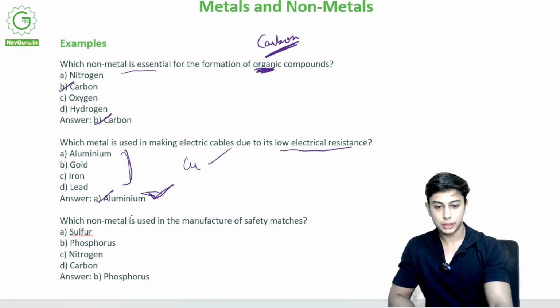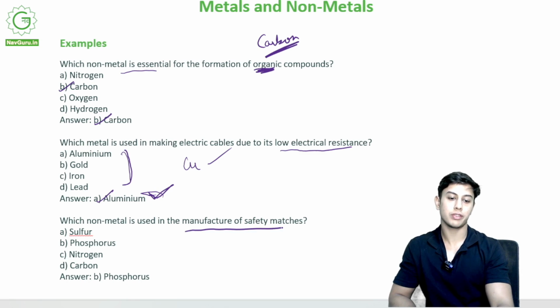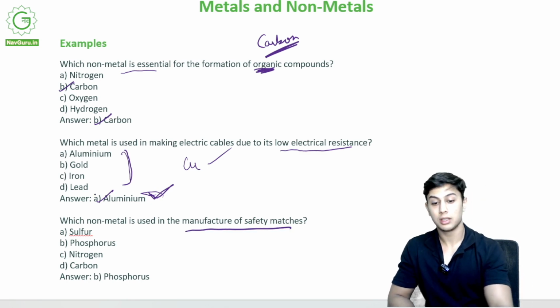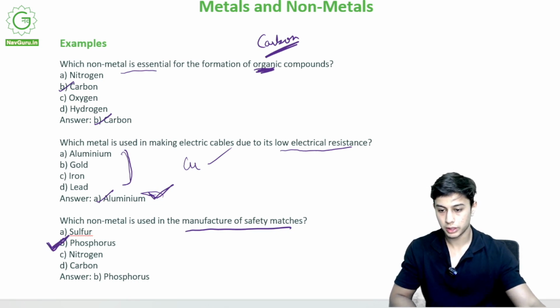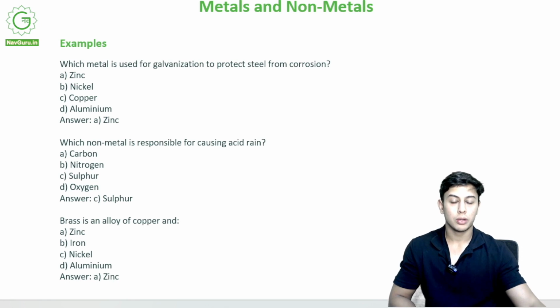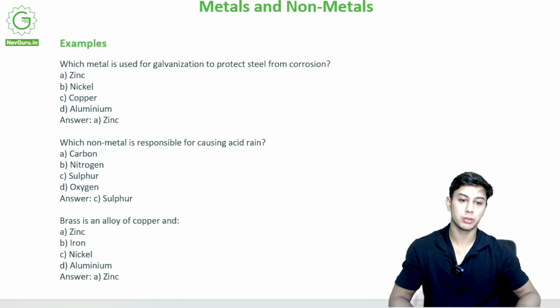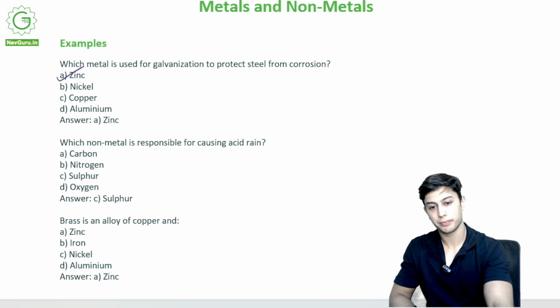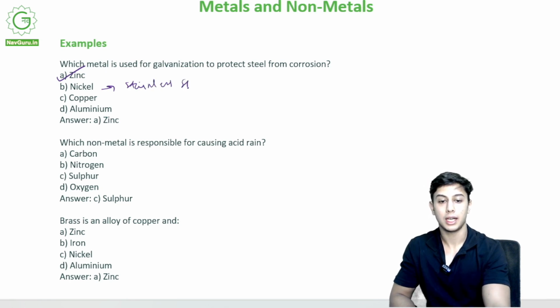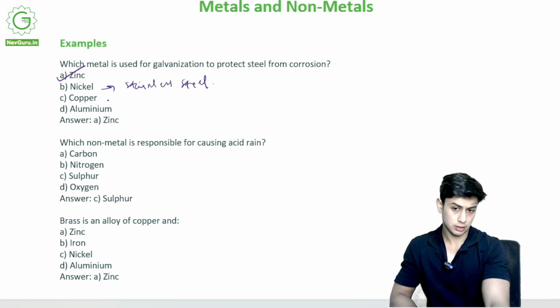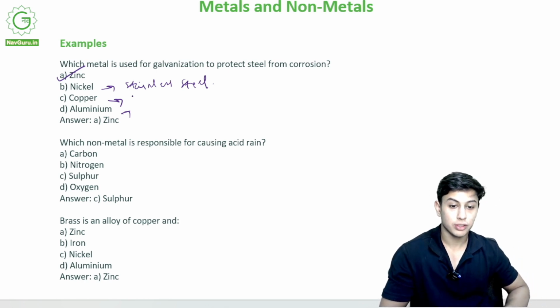Which non-metal is used in the manufacture of safety matches? Phosphorus. Now, which metal is used for galvanization to protect steel from corrosion? It is zinc. Nickel was used in stainless steel as an alloy. Copper has a lot of alloys, it is used in electricity and all. Aluminium as well.